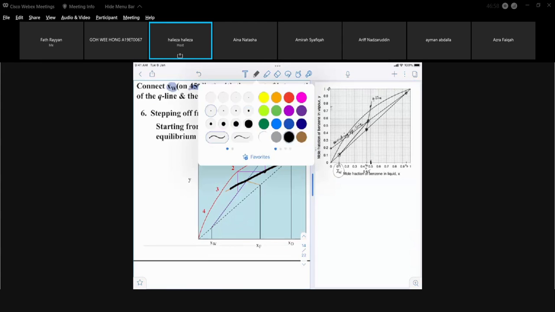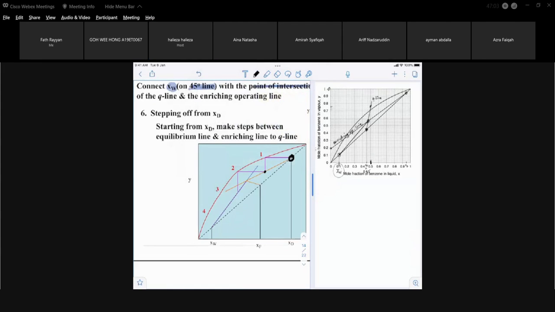Okay, I better undo that. It is too thick. Yes, you stop on the enriching line, and you continue to do your stages until you meet with the Q line, the intersection of the operating lines and the Q line. If you meet that intersection, you will not continue on the enriching line. You do not stop there. You will continue the stepping to get the stages, but you will proceed now to go to the enriching line.